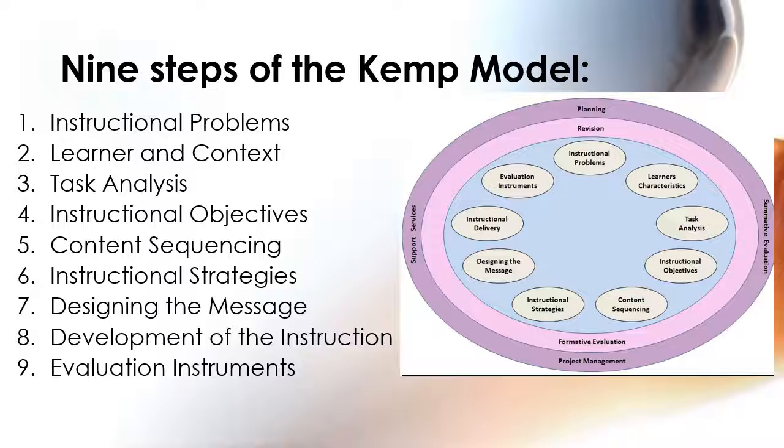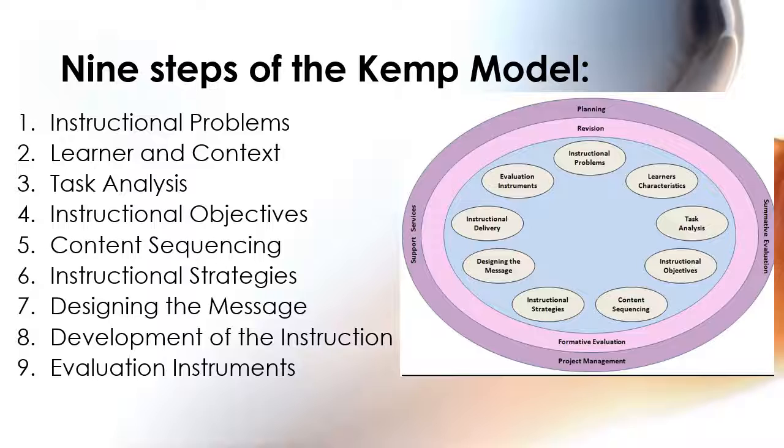So let's take a deeper look at the 9 steps of the Kemp model. The first step is instructional problems. You need to identify the performance problem of the client. In this case, the client is not your student. It's your boss. It's the principal, or the superintendent, or the school board, or maybe that end-of-course test. What is it that that person or test wants your students to know and be able to do?